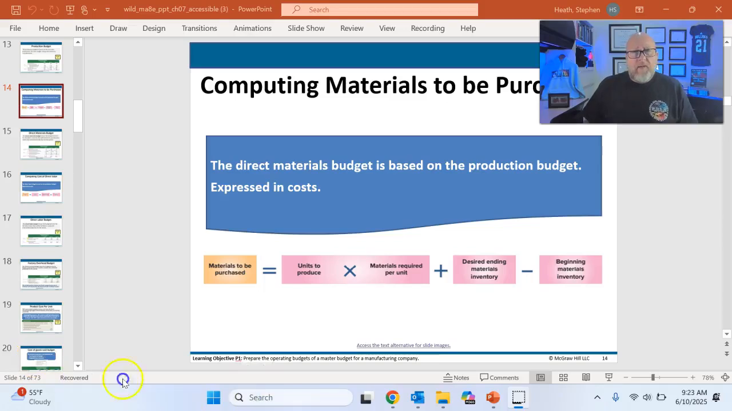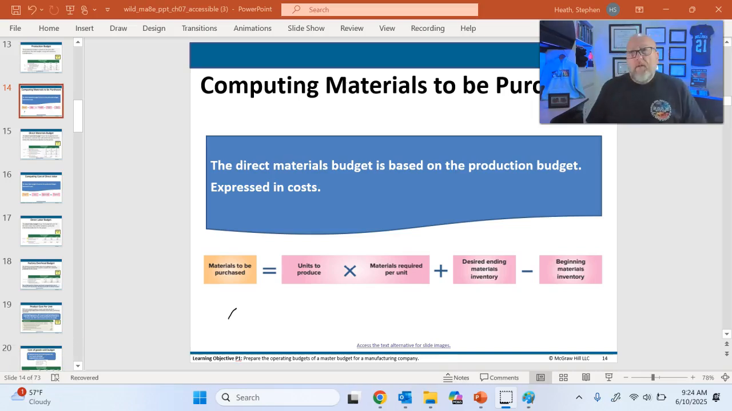Okay, in this video, I am going to go through computing materials to be purchased, direct labor, and variable overhead, or probably all manufacturing overhead. Okay, let's start with material, okay?